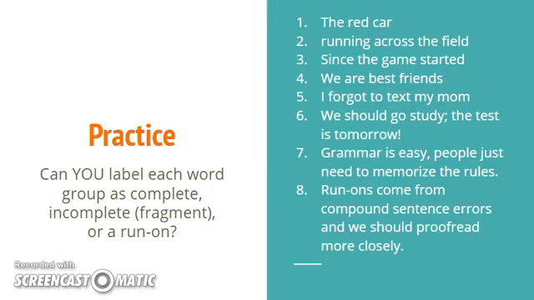Here's just a little bit of practice to make sure we've all got it. Look at these 8 word groups and let's decide if they are complete, incomplete, or a run-on. Number 1, the red car. That is just a phrase. It's a fragment because I have a topic or a subject. I've got the red car, but there's no action or verb, so there's no predicate, and it can't stand on its own. Running across the field is similar but the opposite. I've got a predicate, I've got an action, but no subject.